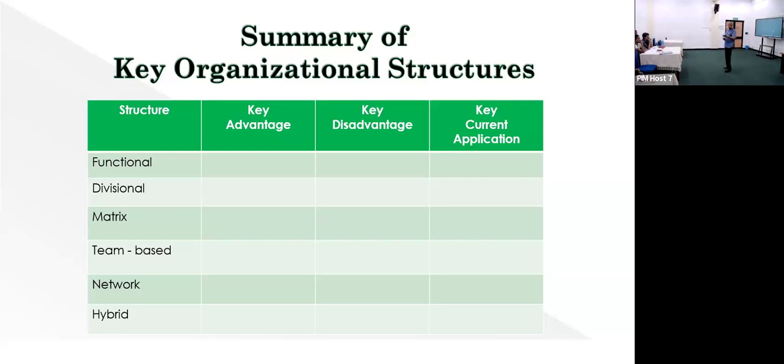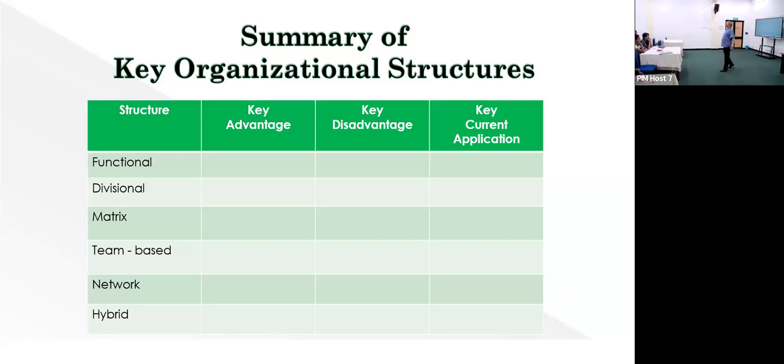Key current application. That's vague, but you have to be specific. You can say a bank having branches. Or you can say a medium size organization having presence in different parts of the country, different divisions. Or another application could be an automobile company having car division, tractor division, motorcycle division, and like that. So that also can be.